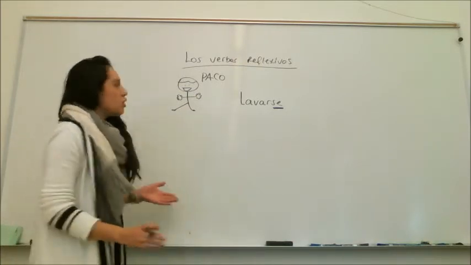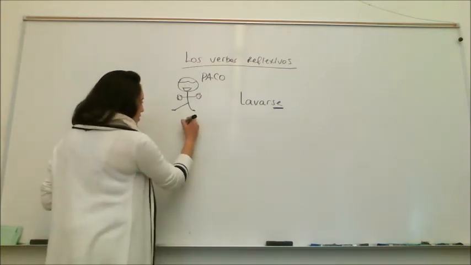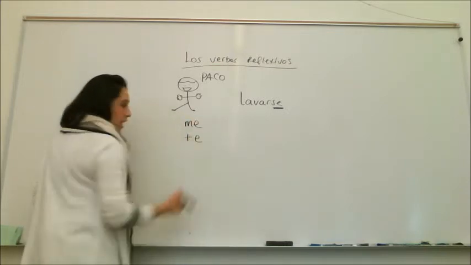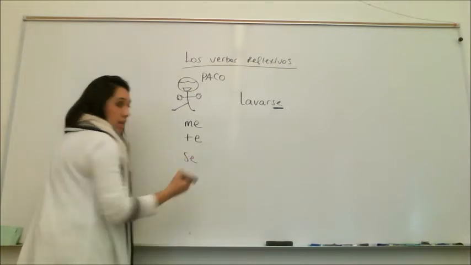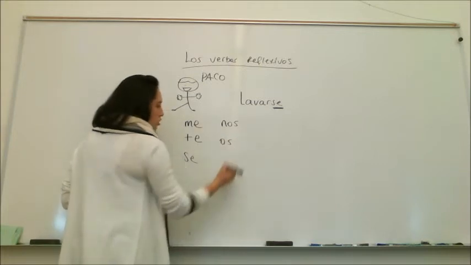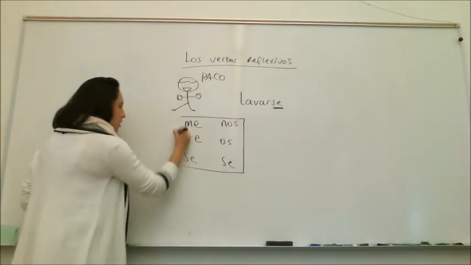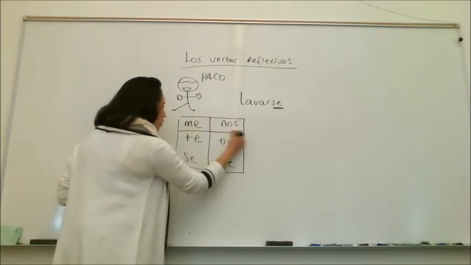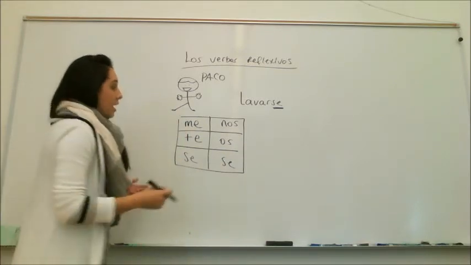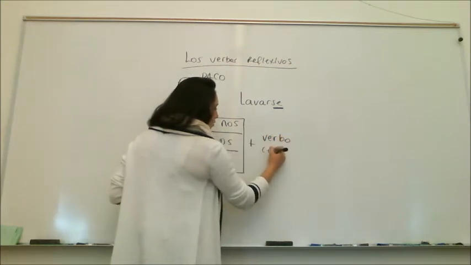All right. So we're going to use the reflexive pronouns, which I am going to give you right now. Me, te, se, nos, os, se. Here are the reflexive pronouns. And of course, you have to use one depending on the subject. And then you're going to have your verbo conjugado.